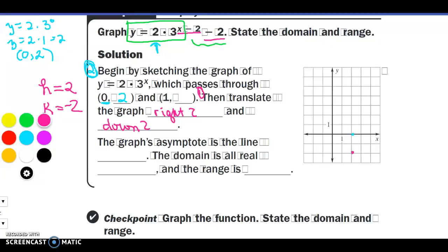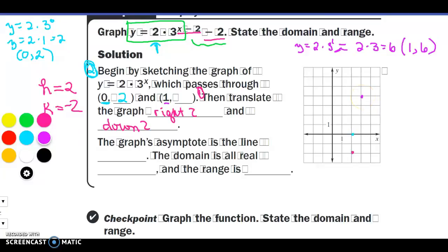Okay, so now we're going to put in +1 for x. So I'll do that over here on the right. We're going to have y equals 2 times 3 to the first power. Again, we're not going to use the h and k values. They've already been accommodated for. That's a very sloppy equal sign. So I have 2 times 3, which is 6. So my next point, when x is 1, y is 6. So I start again at my hk point down here at 2, -2. From there, I go to the right 1 and up 6.